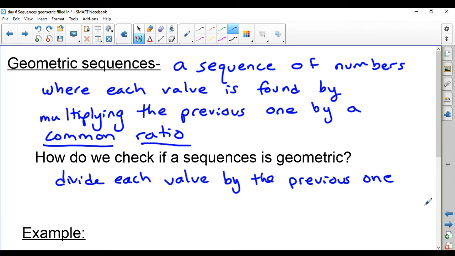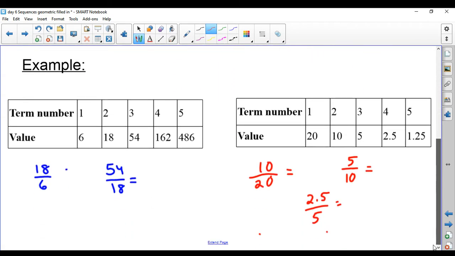Here's our definition of a geometric sequence. A geometric sequence is a sequence of numbers where each value is found by multiplying the previous one by a common ratio. How do we check if the sequence is geometric? We divide each value by the previous one. In this example, 6, 18, 54, 162, 486, if it was arithmetic, it would go up by the same number each time. 6 to 18 goes up 12. This obviously does not go up 12.